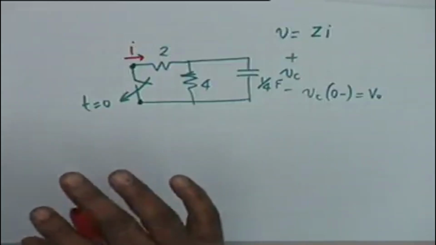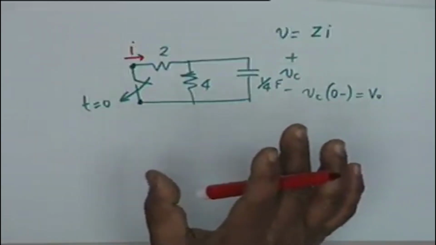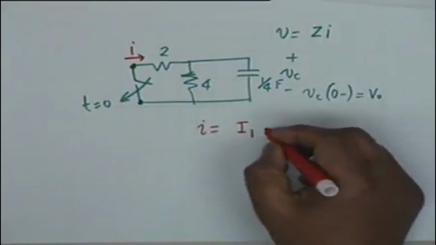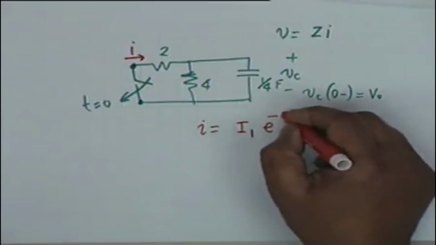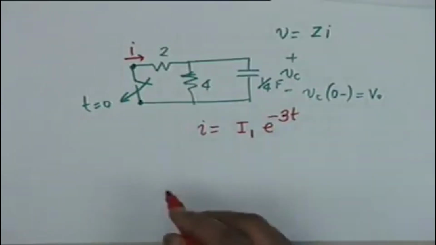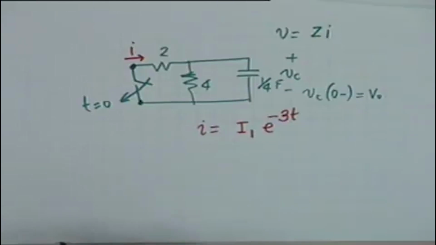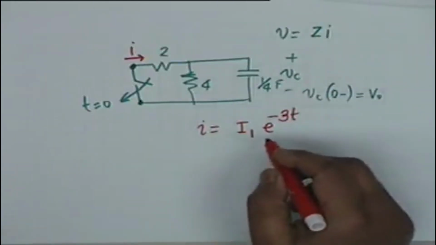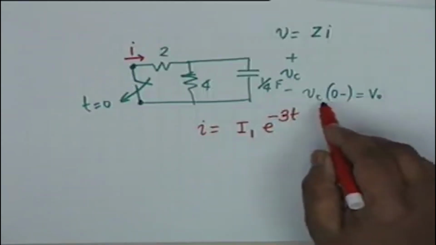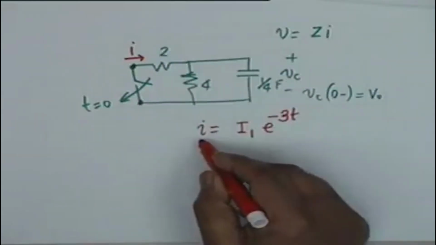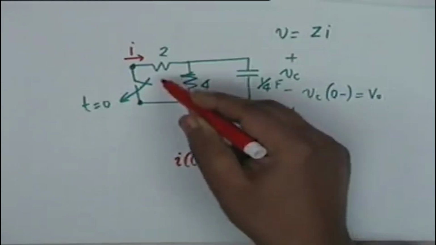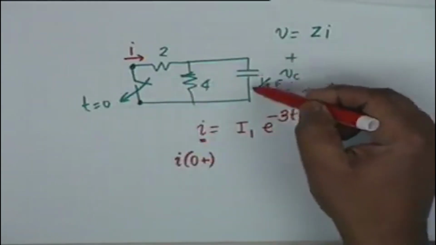Then without doing any differential equation, I can say that I must be of the form I1 e to the power minus 3t. To find I1 we have to apply an initial condition. What is the initial condition? At t equal to 0, I need an initial condition on I of 0 plus, after the switch is closed.